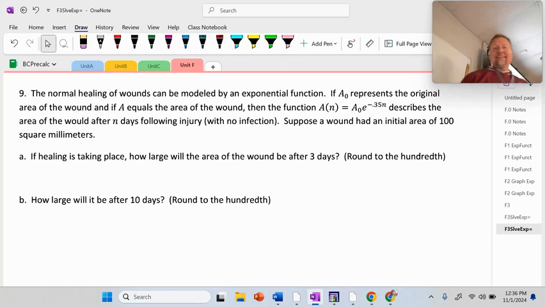By the way, input, say it. That's all we can do with these right now. That's all these questions are, input outputs. Kind of a weird equation. This is an equation for the size of the wound on your body.